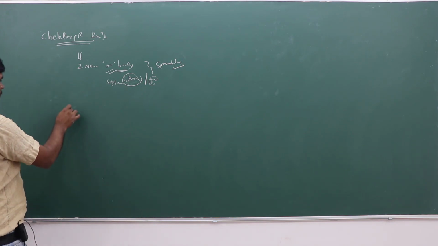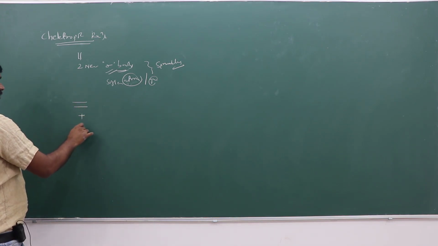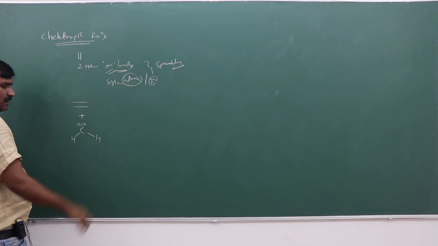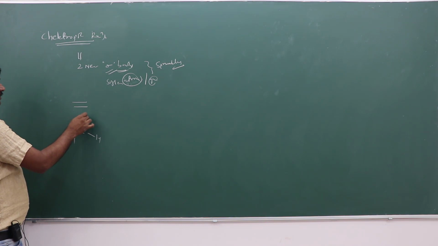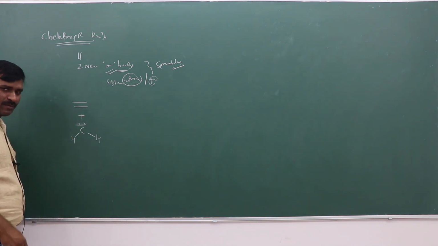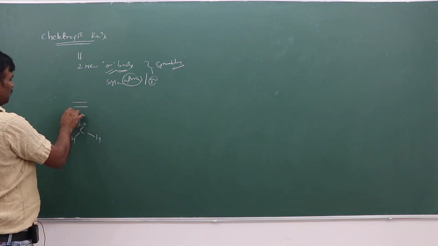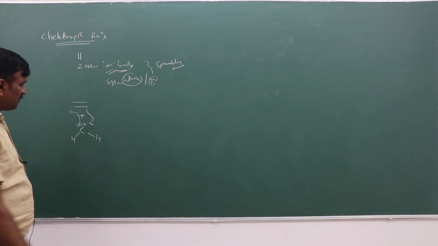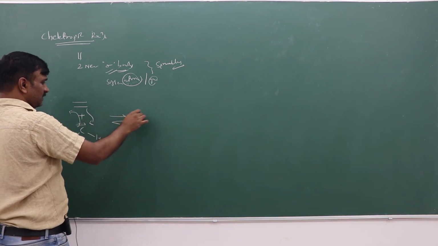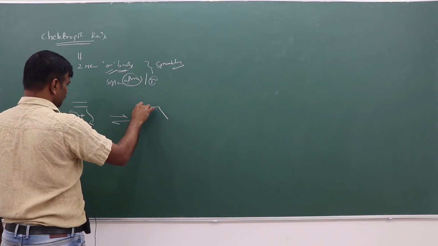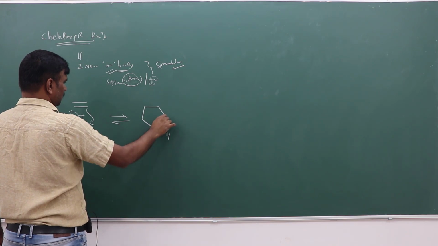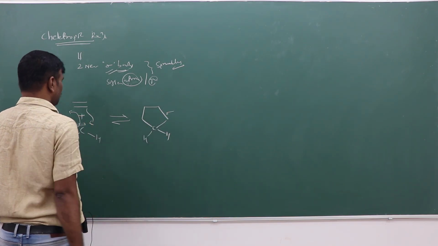Carbene and olefin, right? Here, the formation of two new sigma bonds takes place simultaneously through the cyclic transition state. This is one sigma bond, sorry.